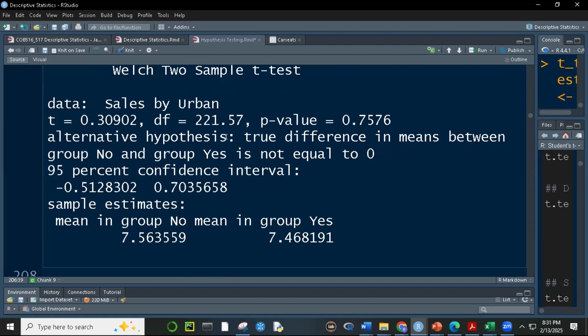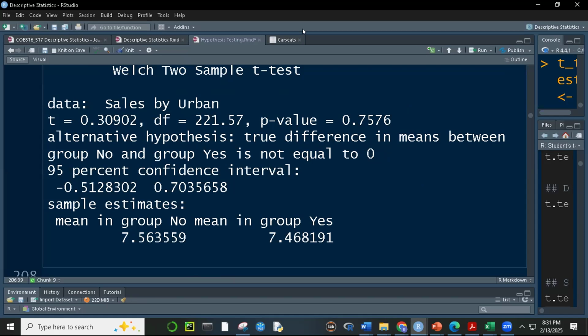We're told here that the alternative hypothesis is that the true difference in means between the group no and yes, or rural or urban, is not equal to 0. Which means that they're different. All right. So what's our conclusion, class, based on the p-value?